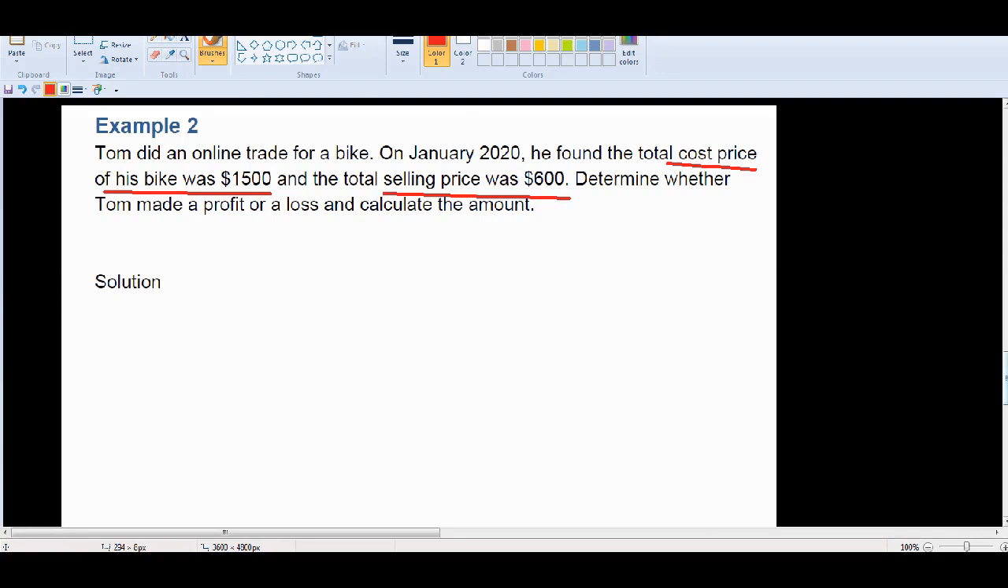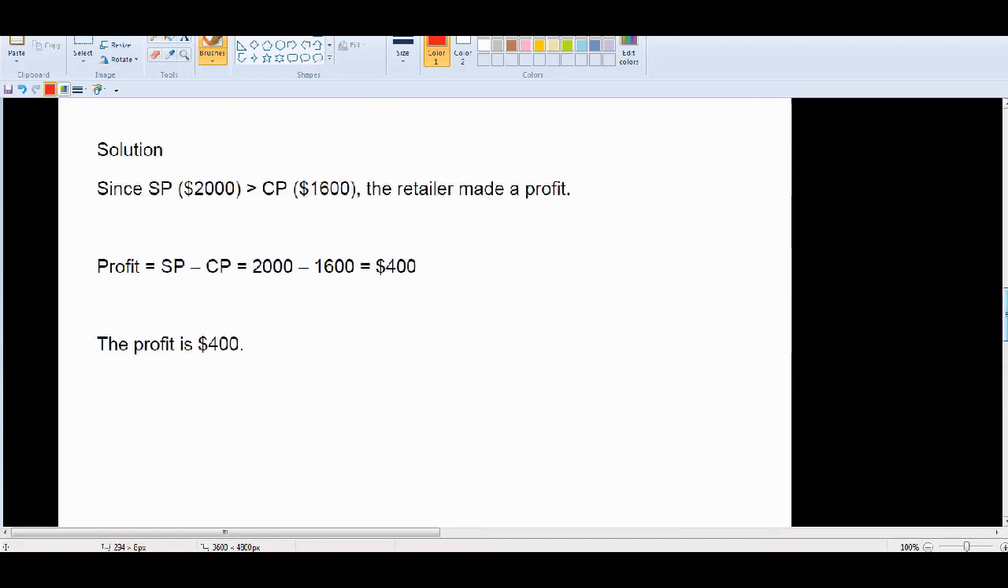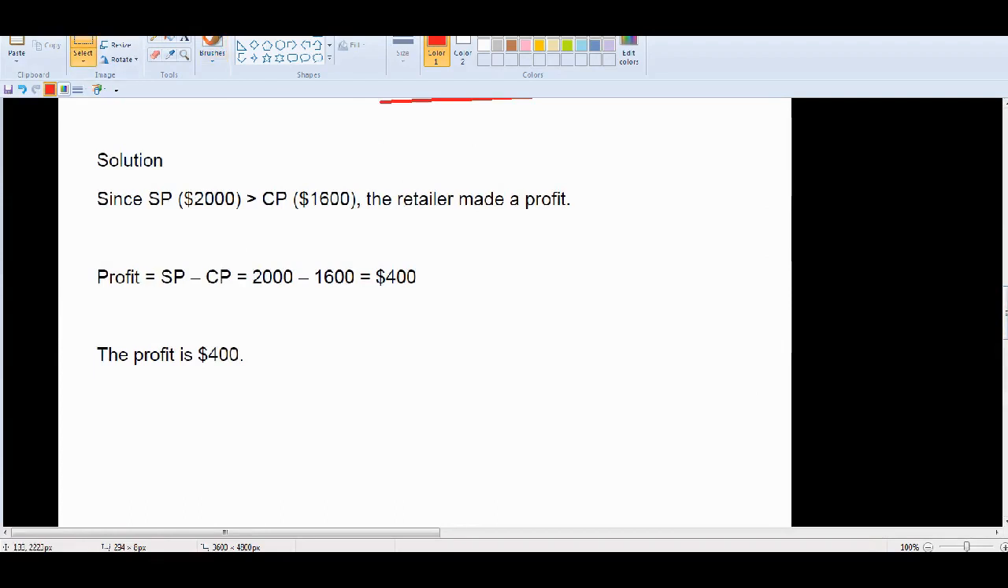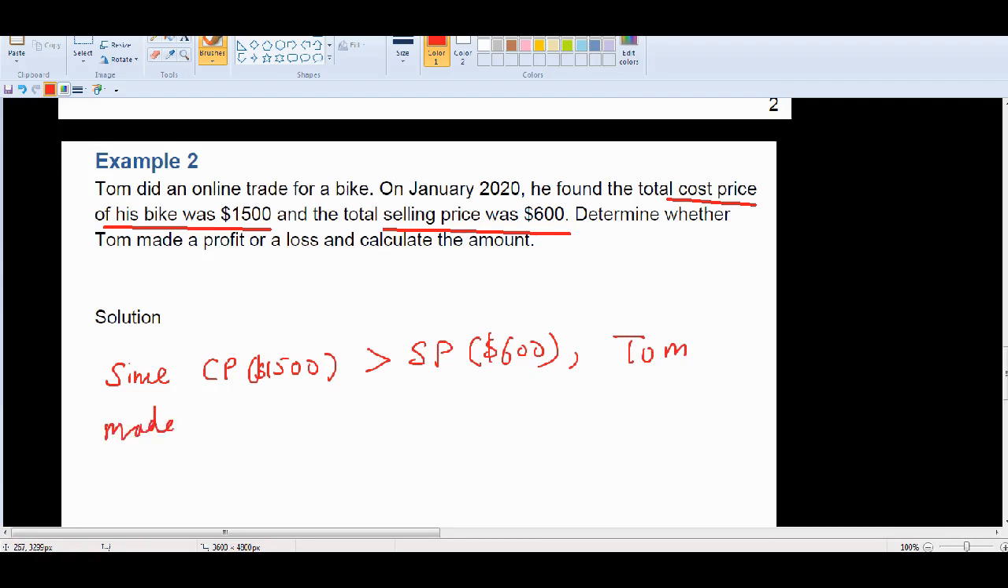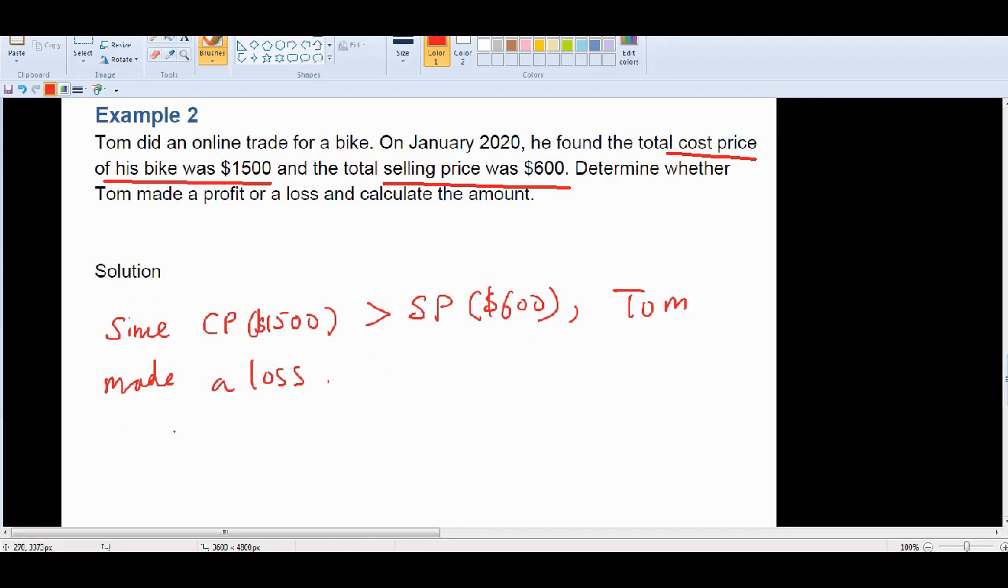You could argue like what I've done here. Let's change the wording a little bit. This time we're going to say, since cost price, which is $1,500, is greater than the selling price, which is only $600, since cost price is greater than selling price, Tom made a loss.